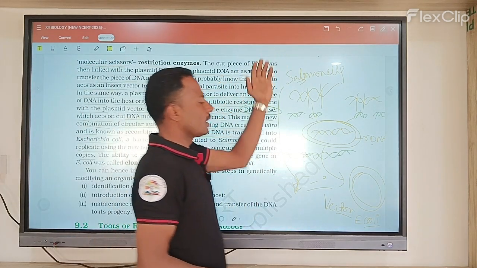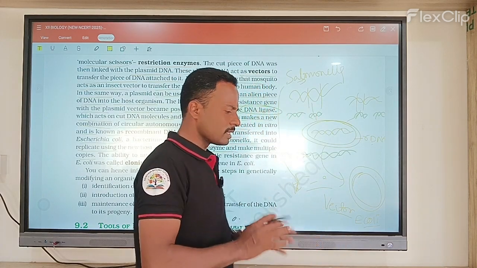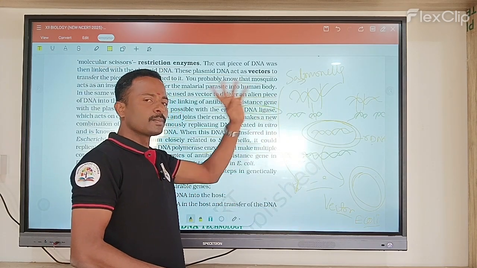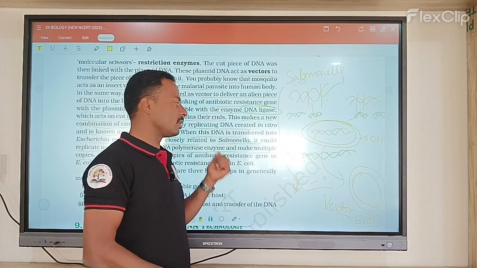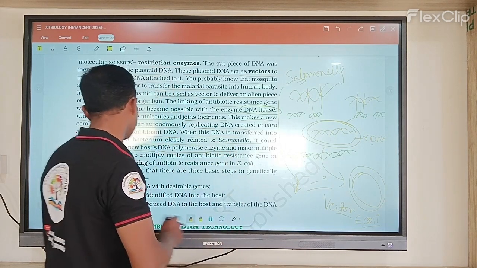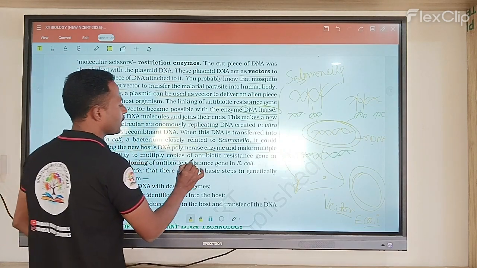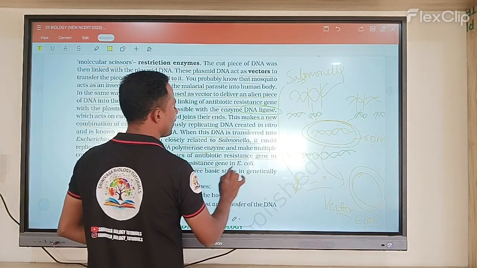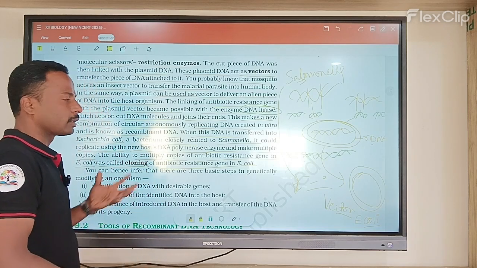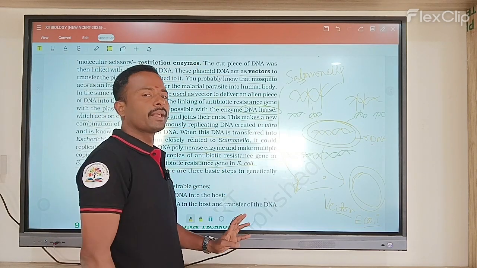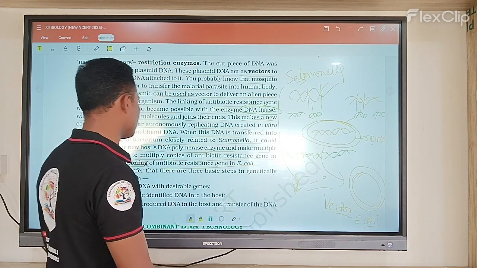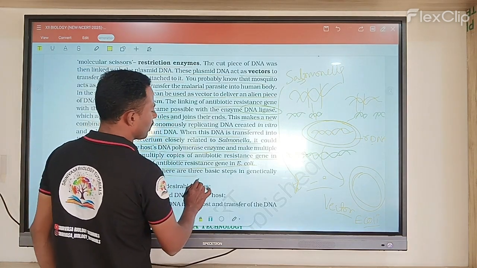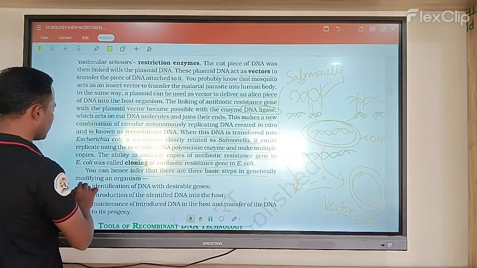So the Salmonella DNA as well as the Escherichia coli DNA are mostly similar. Then what happened? The E. coli bacteria think it is their own DNA. Then they start the replication with the help of the polymerase enzyme, and it is produced in multiple copies. The ability to multiply copies of the antibiotic resistant gene in E. coli is called cloning the antibiotic resistant gene in E. coli. So what happened in the cloning process? Automatically the antibiotic resistant genes developed in the E. coli cell.